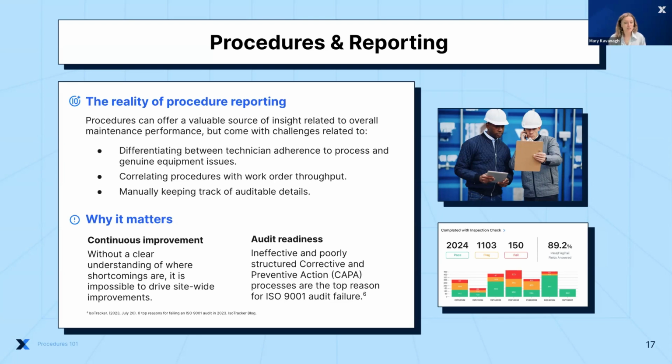Ineffective and poorly structured corrective and preventive action processes are the top reason for an ISO 9001 audit failure. Top reason. Knowing how to keep track of work order data, including procedure inputs, is integral to being audit ready at all times. Put those together and we should protect ourselves from this issue.